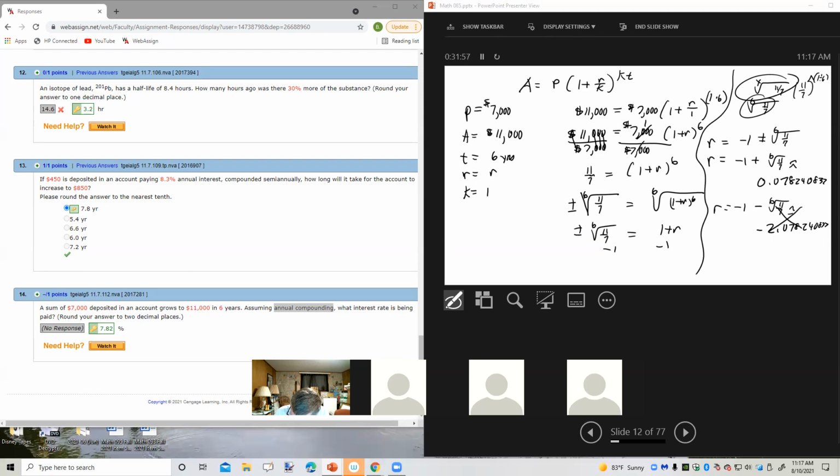But the answer they want is a percent. So converting this to a percent, I get 7.8240837%, rounding to the nearest tenth, 7.8%. So this goes back to a previous chapter, the whole idea of taking the 6th root of something to get to the base inside. How are we doing?